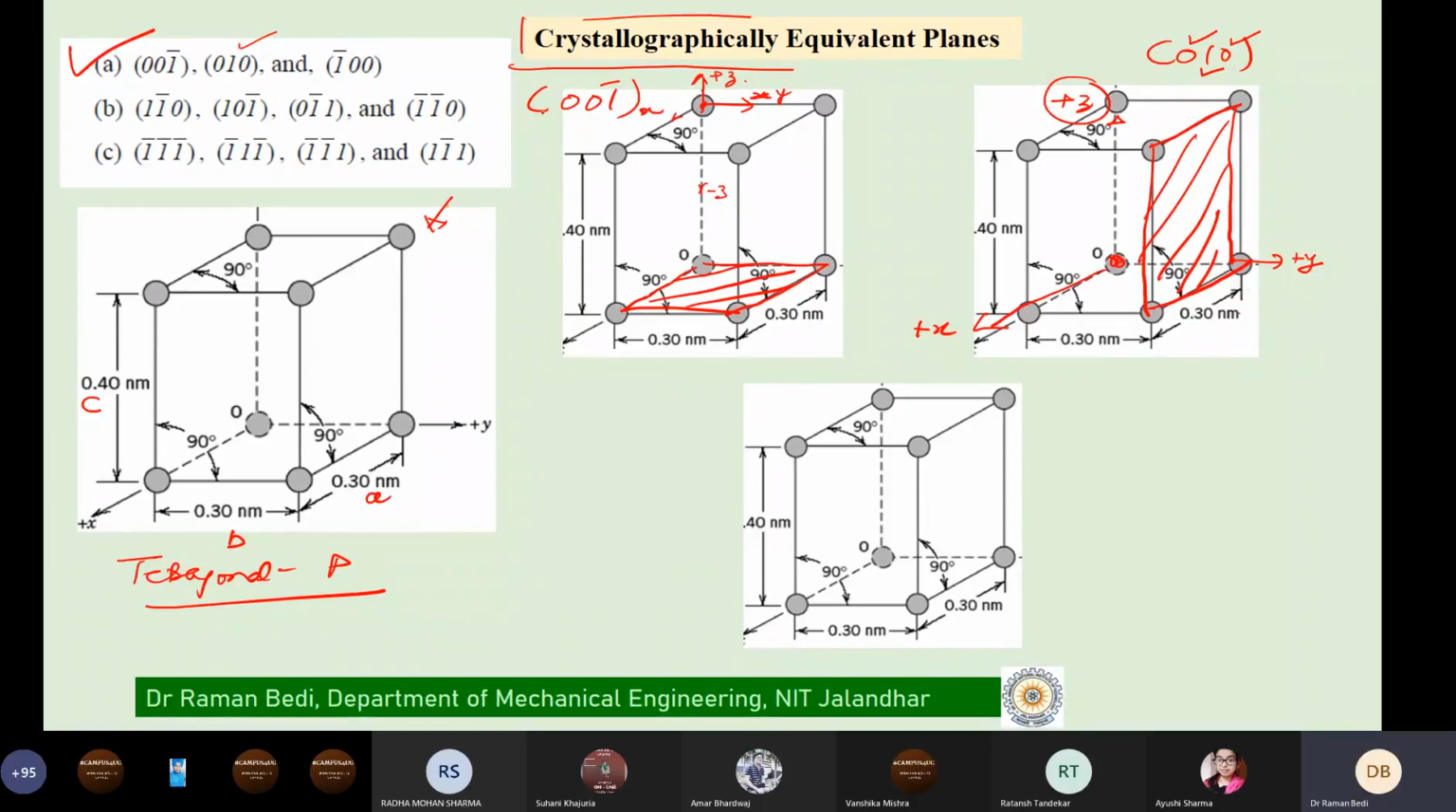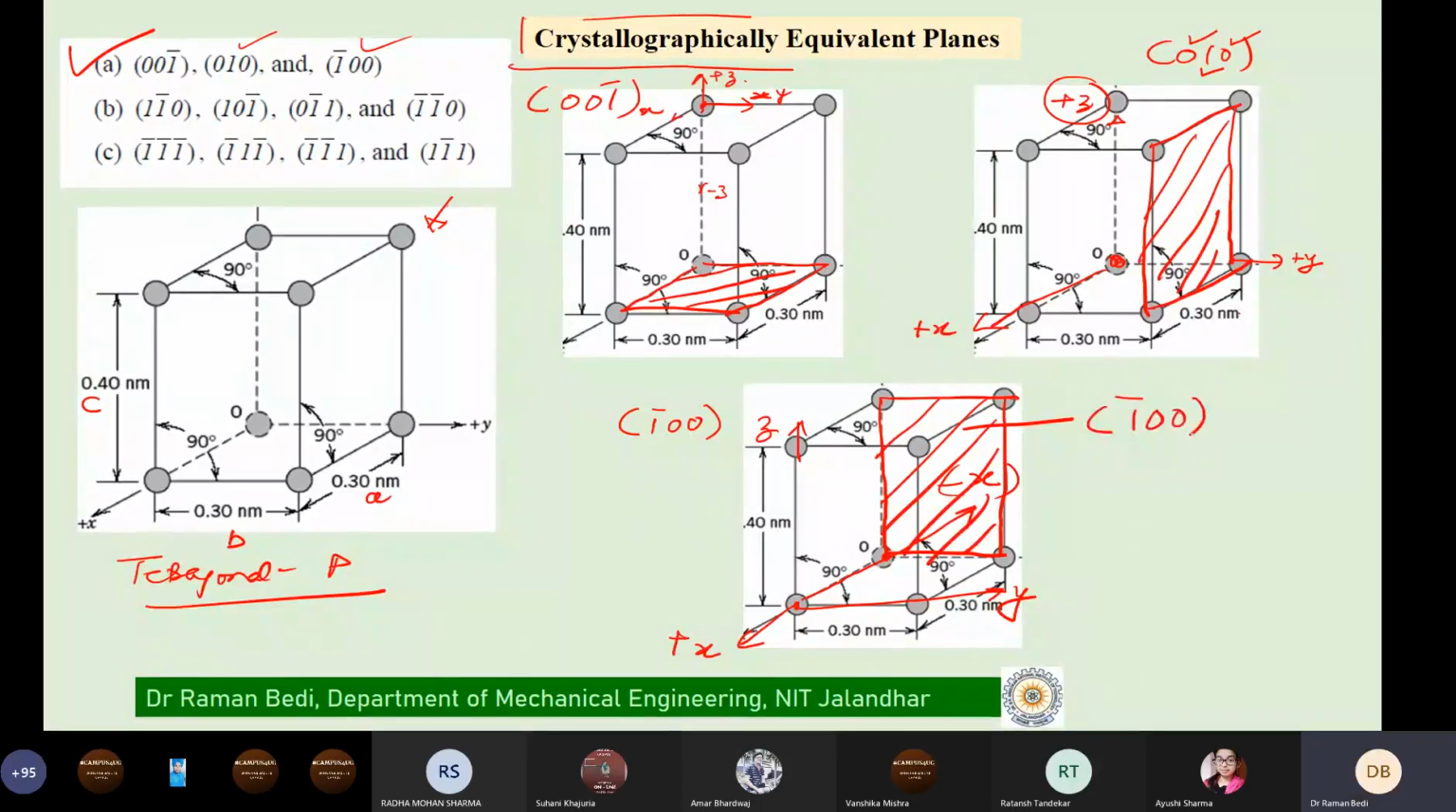Then the third plane is 1 bar 0, 0. If you recall what we were doing in our previous slides, it is very easy to go there. It has an intercept of -1 on the x, parallel to the y and the z axis. So I locate my origin here, where this is x, this is y, and this is z. So this is positive x, and going by this, this happens to be minus x. So it has an intercept of -1 on the x-axis, which is here, parallel to the y and parallel to the z, which means I am referring to this particular plane. So this is the plane which we have indexed as 1 bar 0, 0.